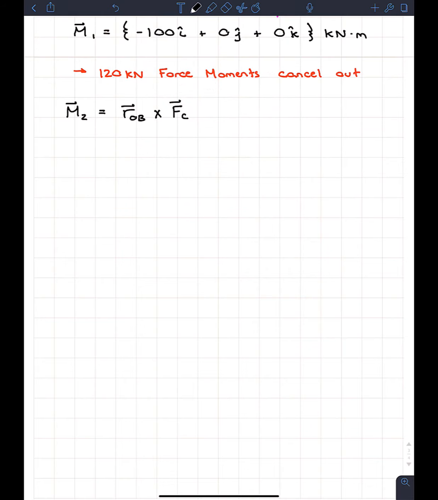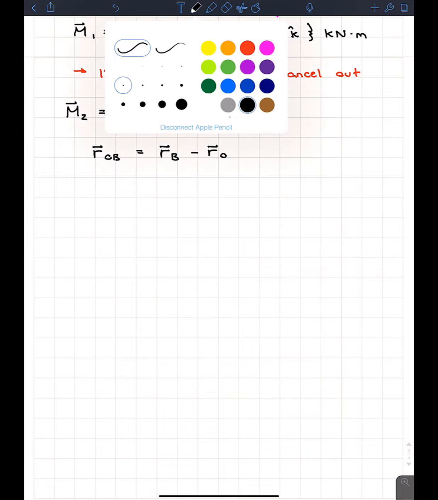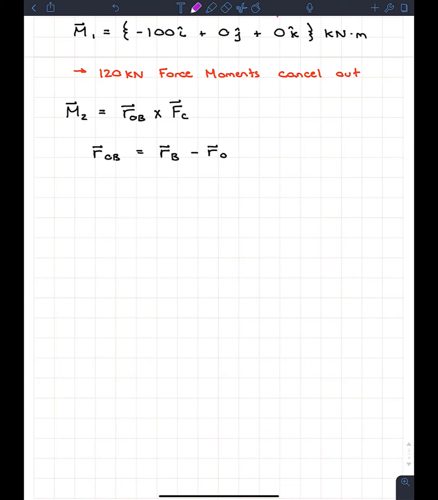All right, so we can start to solve for this moment once we know ROB. We know that to find that, it's going to be the coordinates of B minus the coordinates of O. But since we know that O is the origin and just 0, 0, 0, we can cancel that out right now as 0. So we know that the position vector ROB is just going to be equal to the coordinates at B.